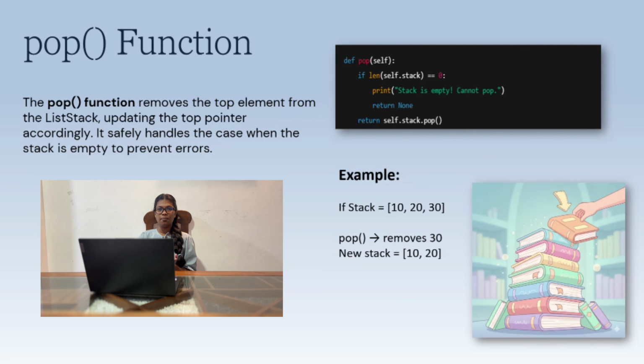Let's discuss the pop function. This removes the top element from the ListStack. Here is what happens. First, the stack checks whether it is empty. If it is empty, we cannot remove anything. If not empty, the top pointer moves to the next node and the previous top node is removed from memory. This operation also follows LIFO. The last inserted item gets removed first. For example, if the stack is 10, 20 and 30, then we pop 30, the stack becomes 10 and 20.